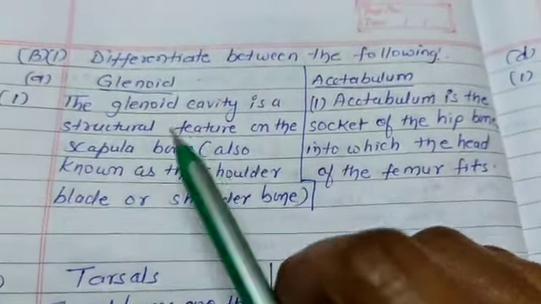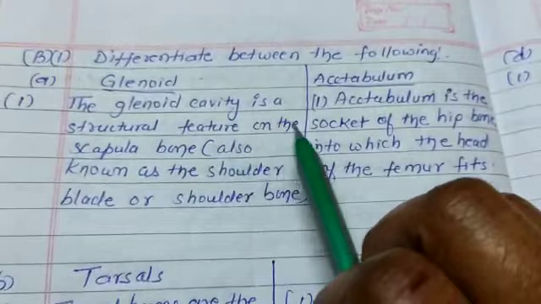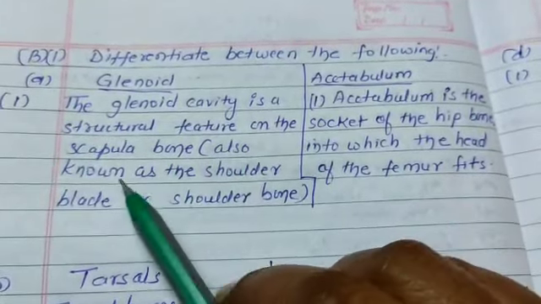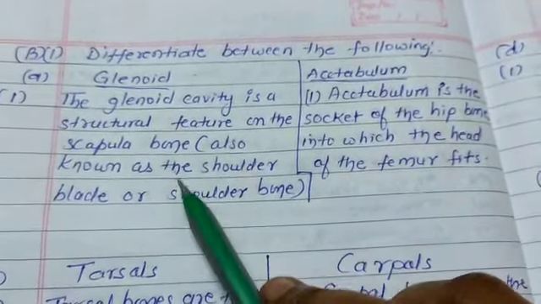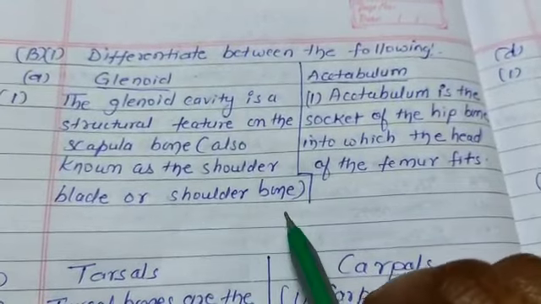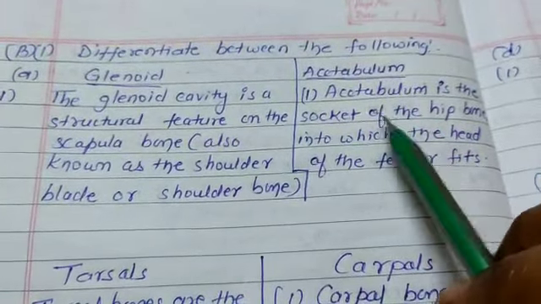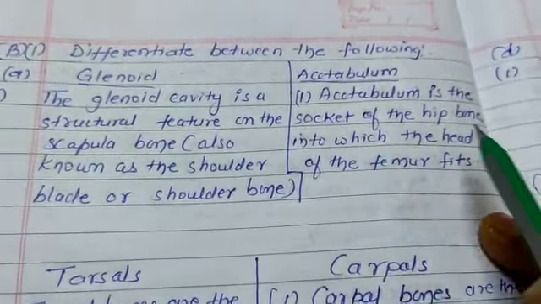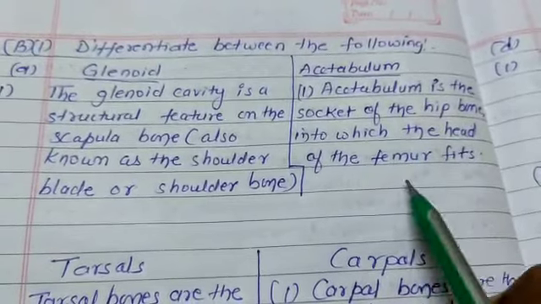So here we'll see glenoid. The glenoid cavity is a structural feature on the scapula bone, also known as the shoulder blade or shoulder bone. Acetabulum is the socket of the hip bone into which the head of the femur fits.